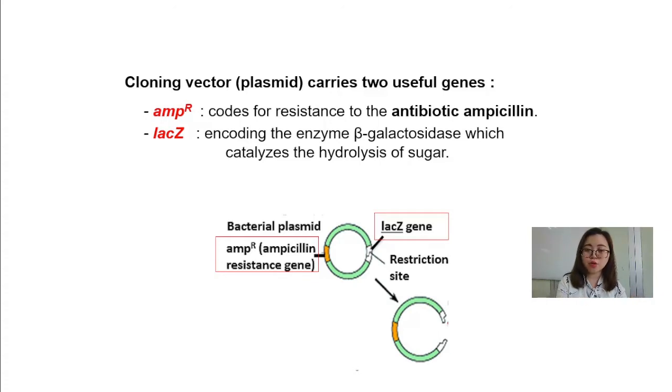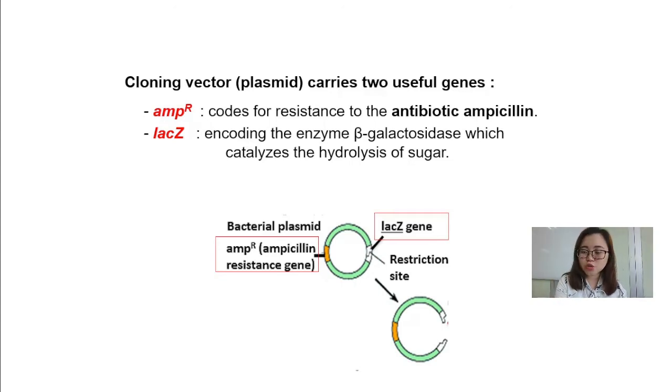Dua gene yang saya minta kamu lukis itu adalah AmpR or ampicillin resistance gene, which codes for resistance to the antibiotic ampicillin. Asalkan bakteria itu ada AmpR gene, kalau kita letakkan bakteria itu dalam medium yang mengandungi antibiotik ampicillin, bakteria yang ada AmpR gene boleh hidup. Kalau kamu ambil bakteria yang tiada AmpR gene, kamu letakkan dalam tempat yang ada antibiotik ampicillin, dia akan mati. So basically, this gene gives it the ability to survive in antibiotic.